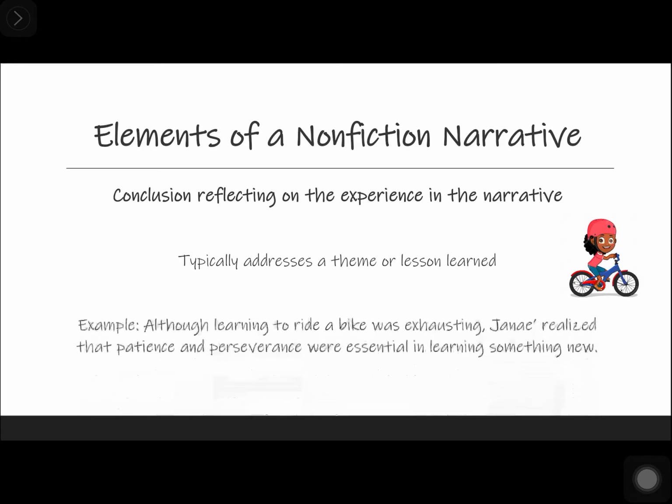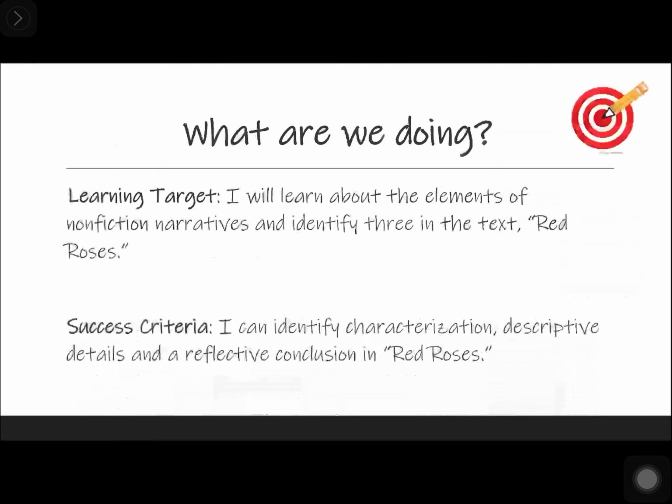An example: although learning to ride a bike was exhausting, Janae realized that patience and perseverance were essential in learning something new. Because she was very, very tired, but by the time she got through it, she was happy because she learned a new thing.